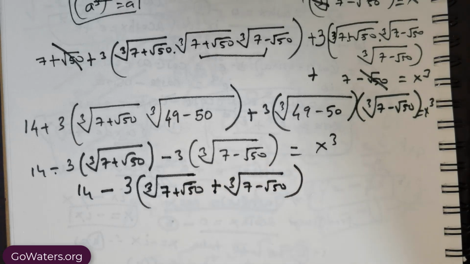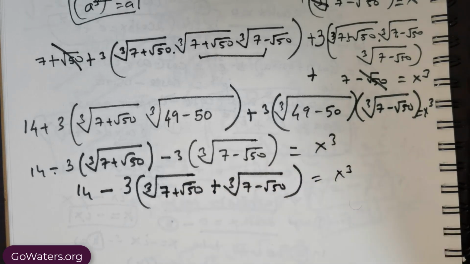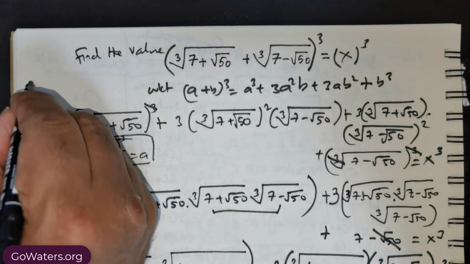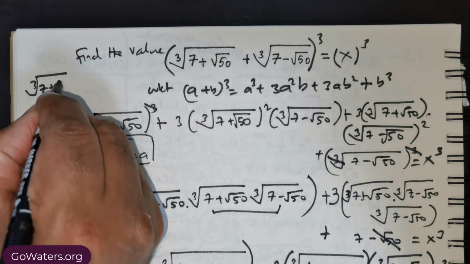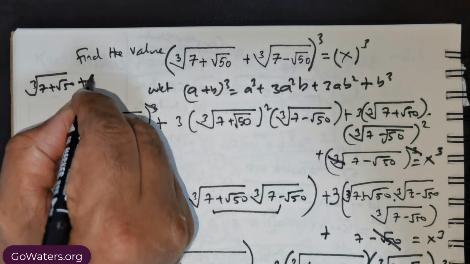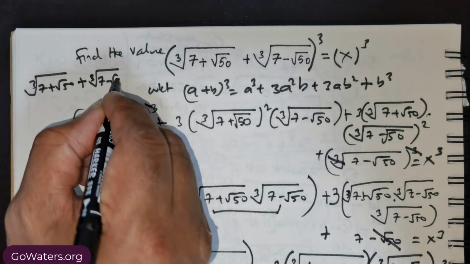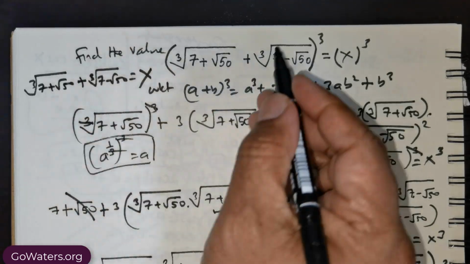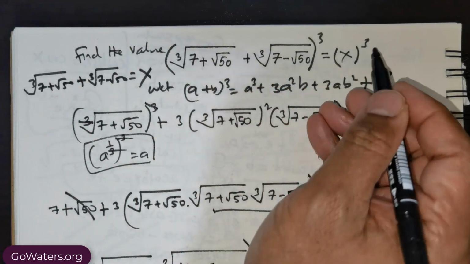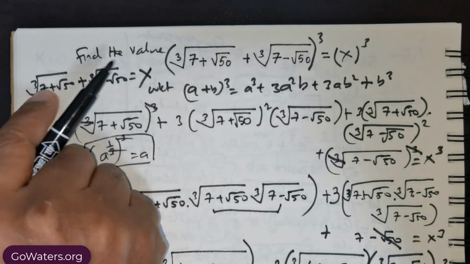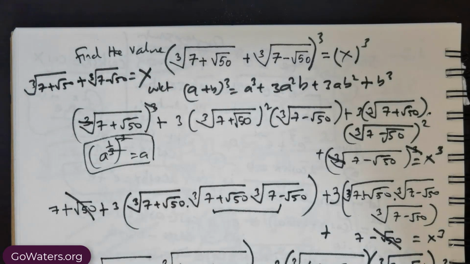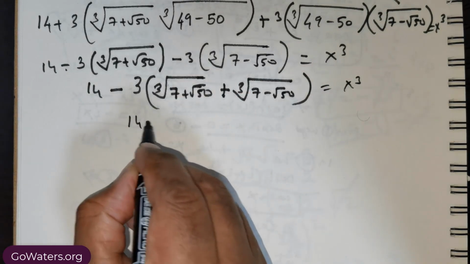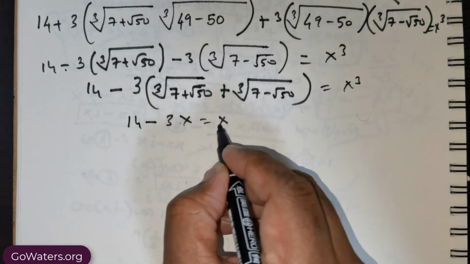Now if you would remember, let me write this equal to x cubed. I started with taking third root of 7 positive root of 50 positive third root of 7 negative root of 50 to be equal to x. Because I took them to be equal to x, I was able to take cube on both sides, right? So clearly you can see this can be replaced with x. So this quantity is going to be x. So it's going to be 14 negative 3 times x is equal to x cubed.